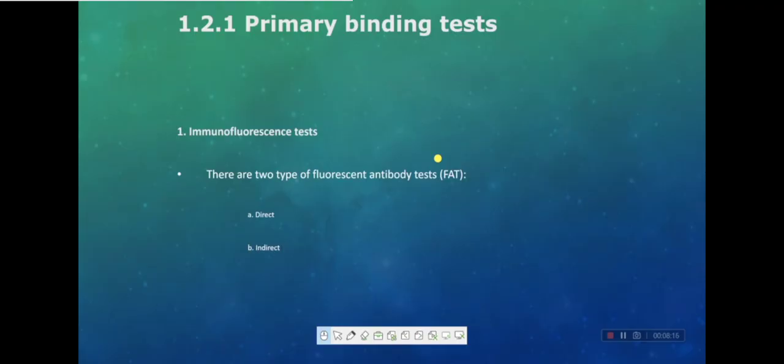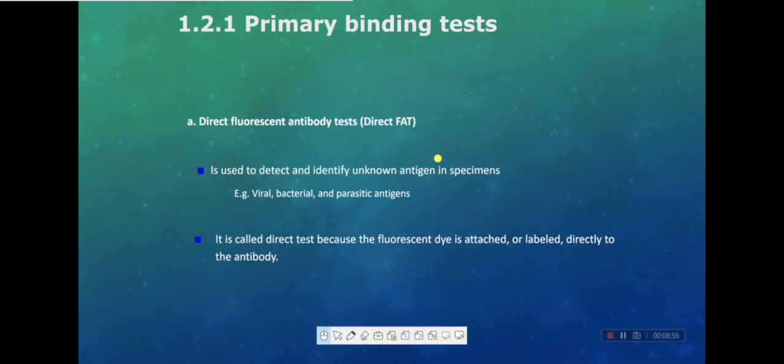Let me tell you. It is based on the use of fluorescent dyes, or we can say fluorochromes, which are illuminated by UV light and used to show the specific combination of an antigen with its antibody. So the antigen antibody complexes are seen fluorescing against the dark background. The immunofluorescent tests are also referred to as the fluorescent antibody test or FAT, right? So we can say that the immunofluorescence tests are of two types. First one is the direct fluorescent antibody test, and second one is the indirect fluorescent antibody test.